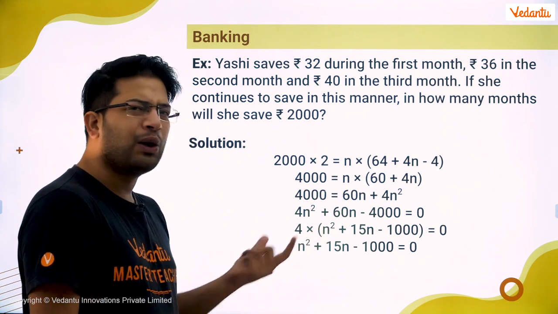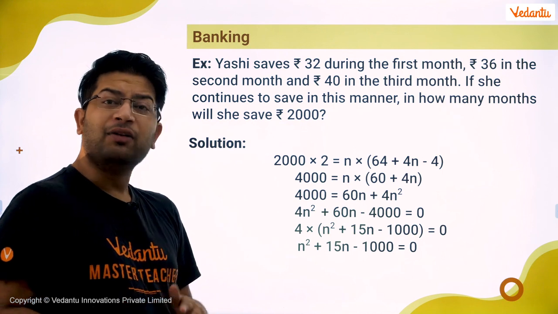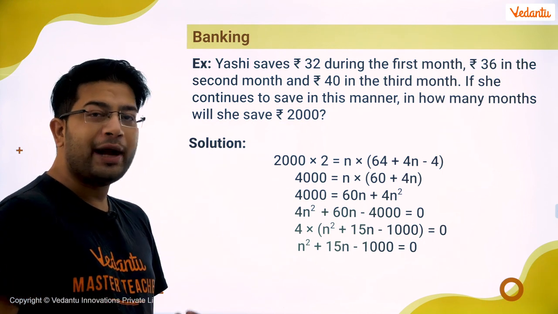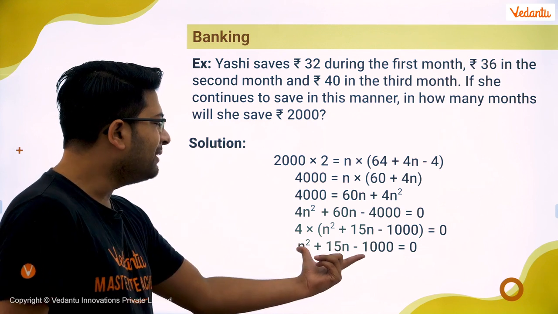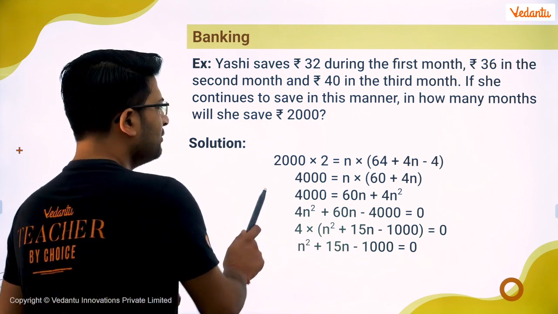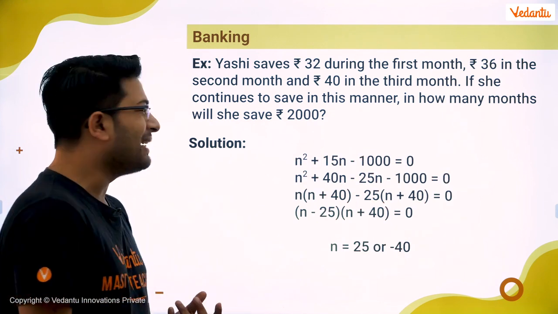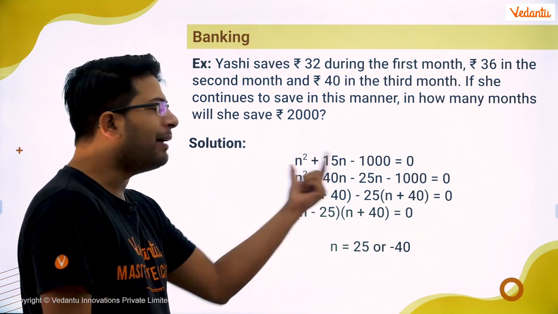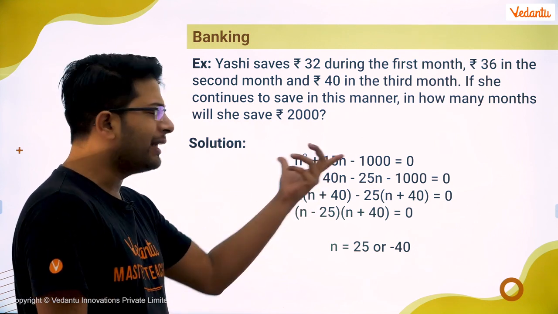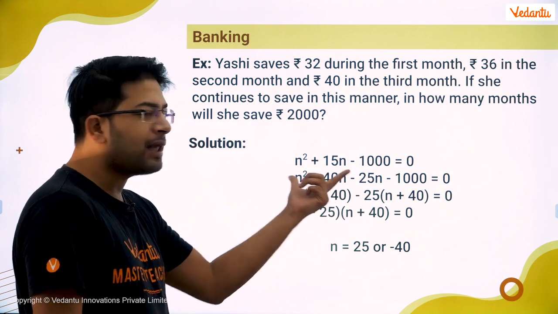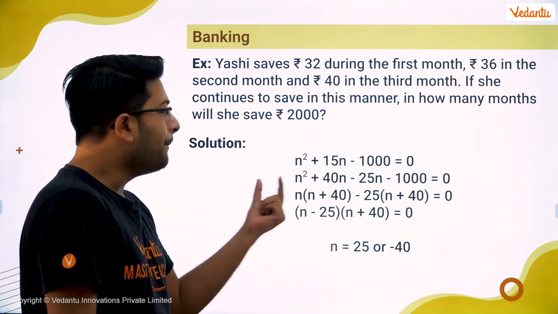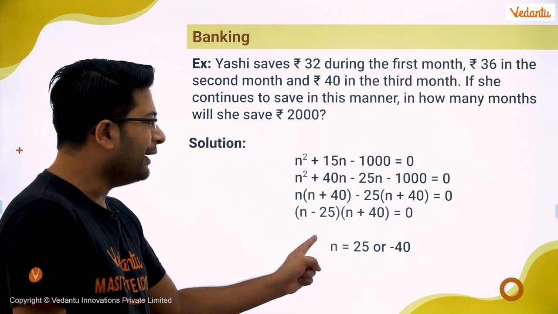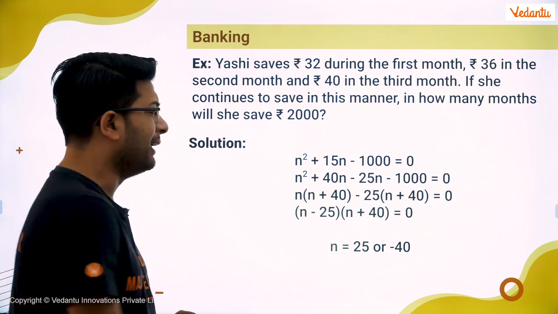I know how to solve quadratics. There are many methods. We can use the factorization method, or we can use the quadratic formula directly, right? But in this one, we can use the factorization method directly. So check this: 15n can be written as 40n minus 25n to satisfy the condition. After taking the common factor and putting each factor equal to 0, I am getting n equal to 25 and n equal to minus 40.